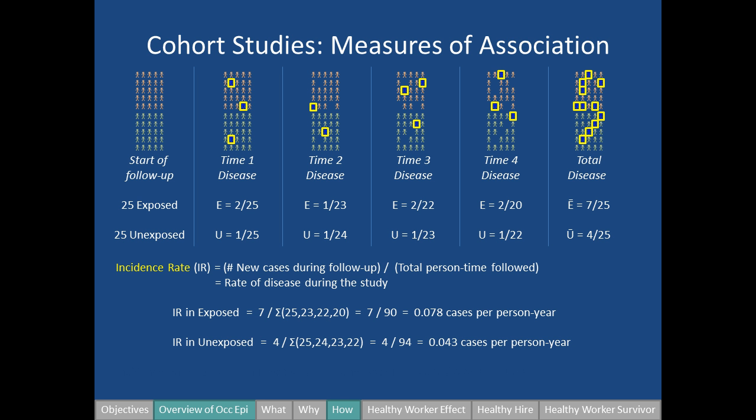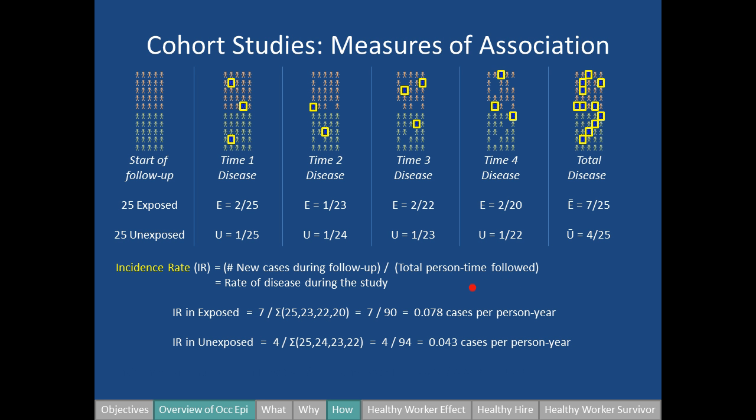Okay, so now we're going to get back to measures of association in cohort studies. We talked about cumulative incidence and cumulative incidence ratios. Now we're going to talk about incidence rate. This is the number of new cases during follow-up, so the same numerator, but now we're dividing by the total number of person time followed.